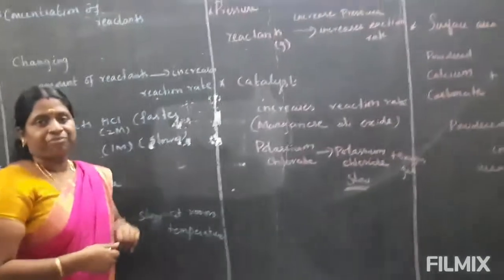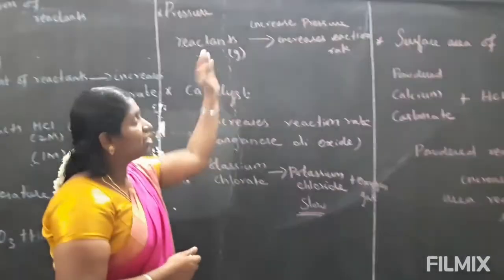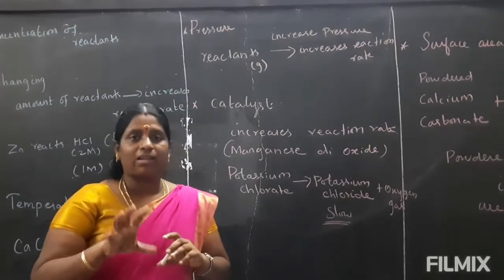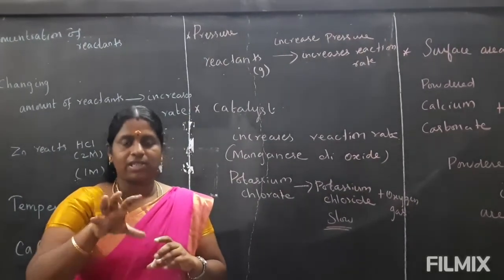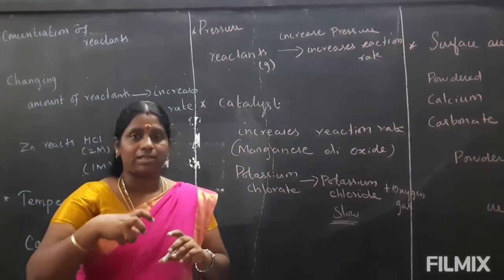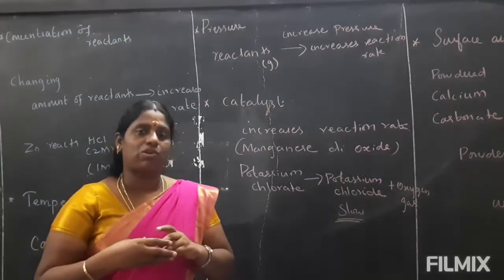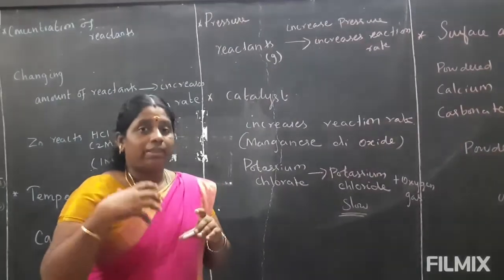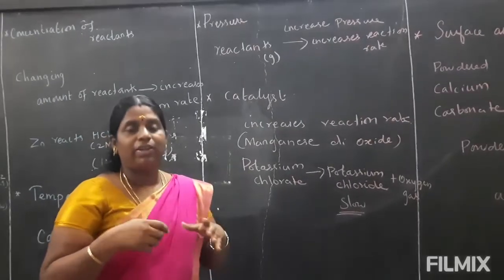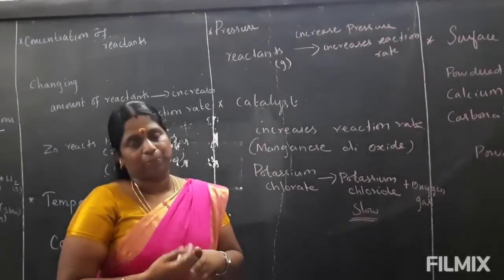The next factor is pressure. Pressure matters if the reactants are gases. If you increase the pressure of the gases, definitely the reaction rate also increases. So if the reactants are gases, pressure will increase the speed of the chemical reaction.